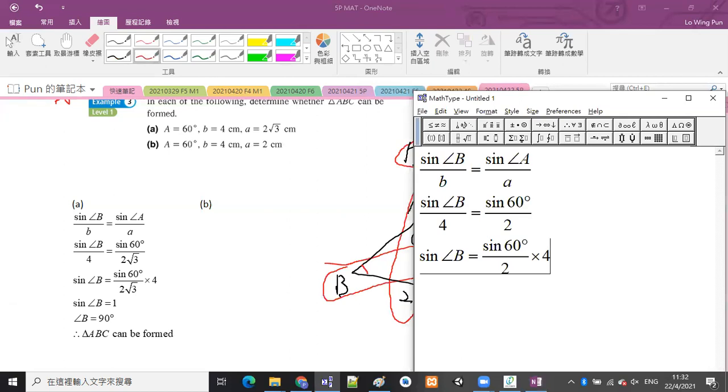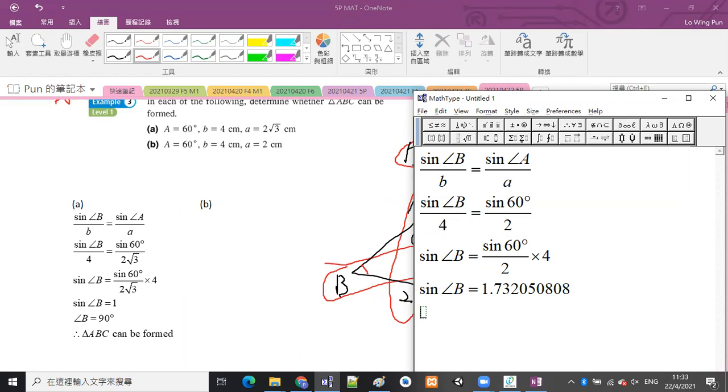Can you use the calculator to find the value on the right hand side? Sine 60 degrees over 2 times 4. I think it should be equal to 1.732 something. So sine angle B is equal to 1.732050808. And we want to find angle B, so we need to get rid of the sine. We need to use shift sine on the right hand side. What did you find from the calculator? Shift sine that number.